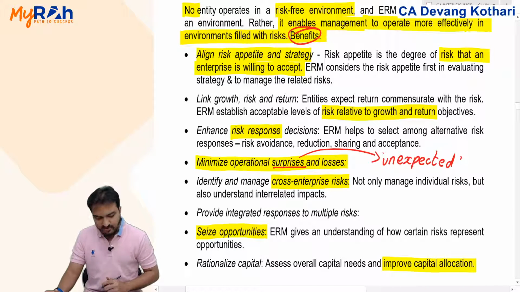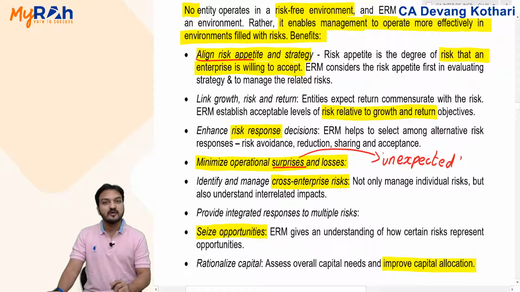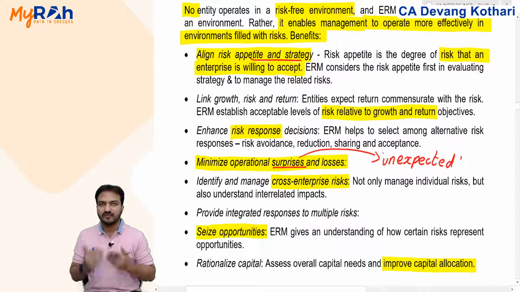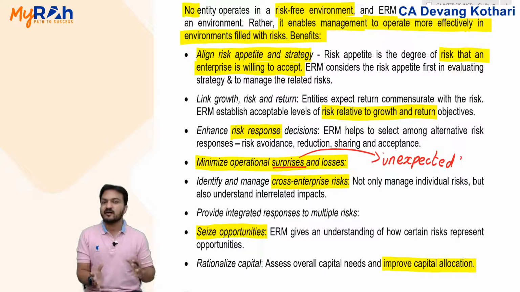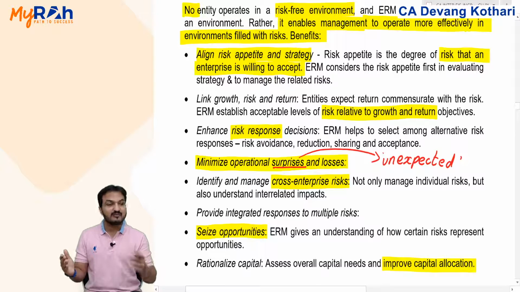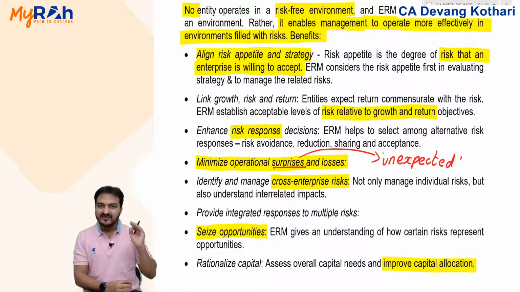The benefit is that because of ERM, you can align risk appetite and strategy. Risk appetite is my tolerance, how much risk I am willing to take, and strategy is what my company wishes to do. My risk appetite and my strategy should be balanced. If I have made a new strategy of, say, starting a new branch, then I should be ready to take some risk if I'm starting a new branch.